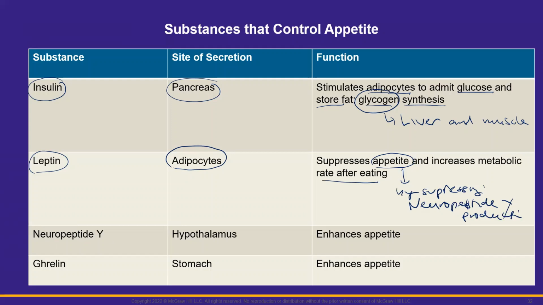Neuropeptide Y is a neurotransmitter produced by the hypothalamus, and this is the one that enhances appetite. And then ghrelin, produced by the stomach, stimulates production of neuropeptide Y, which will also enhance the appetite.